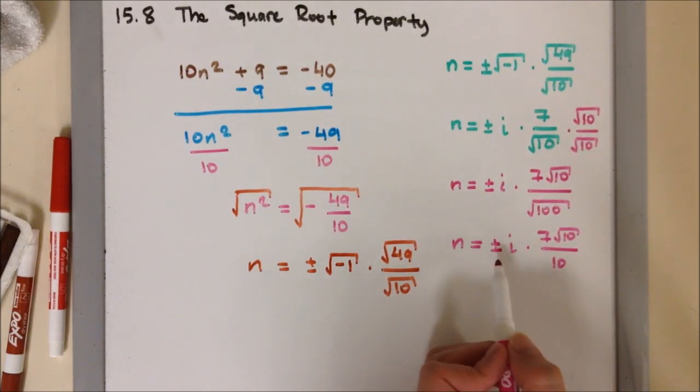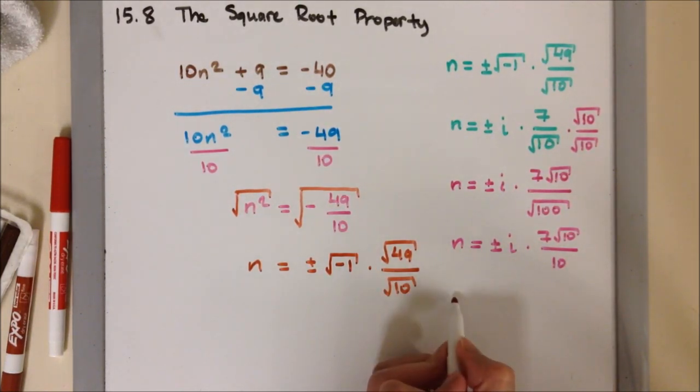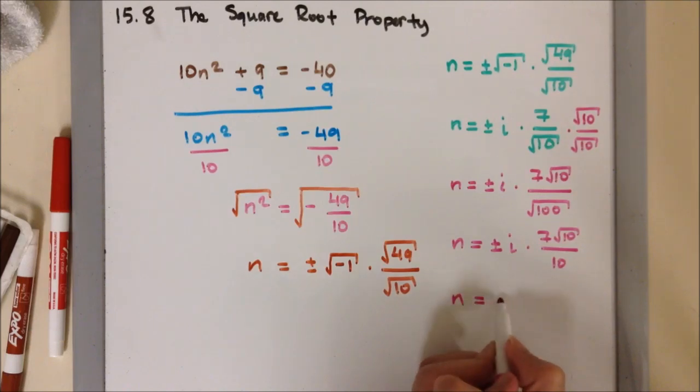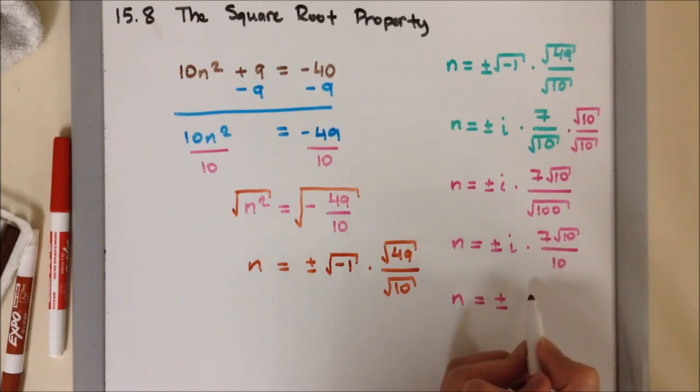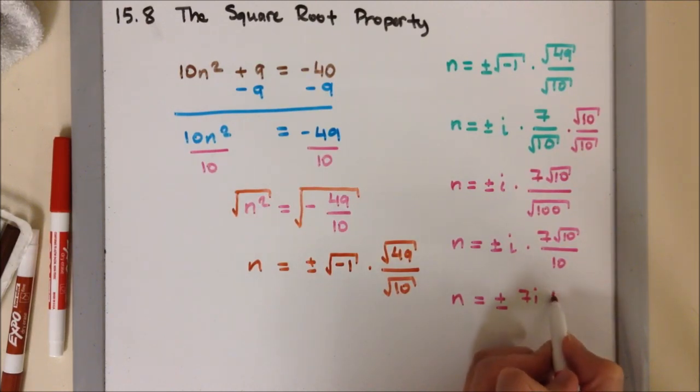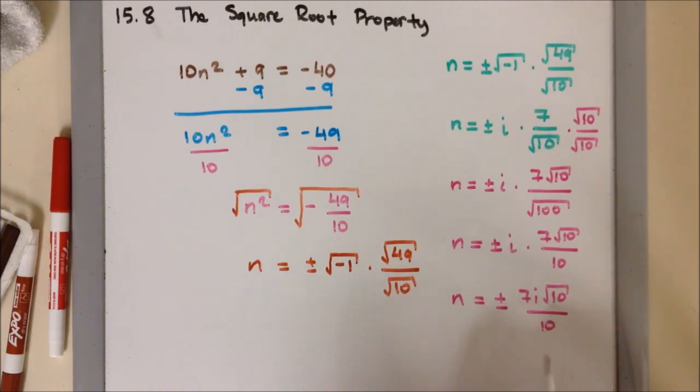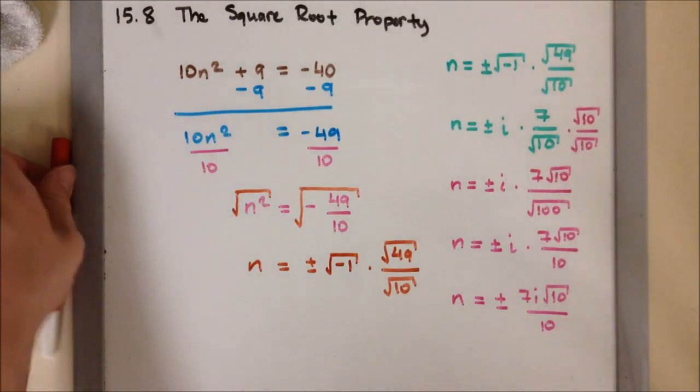So next I'm going to finalize my answer, n equal plus and minus, I'm going to have the i multiplied to the numerator, so it's going to be 7i square root of 10 over 10. And that's going to be our final answer. And let me box that up.